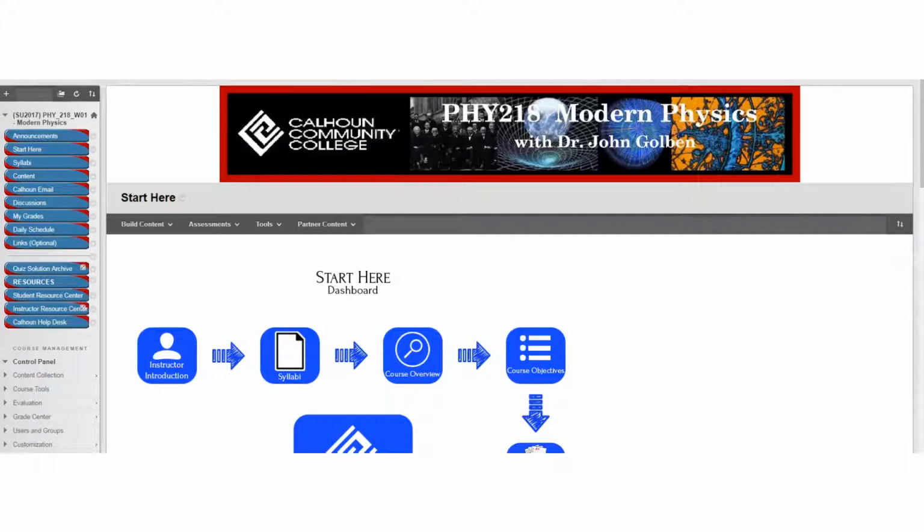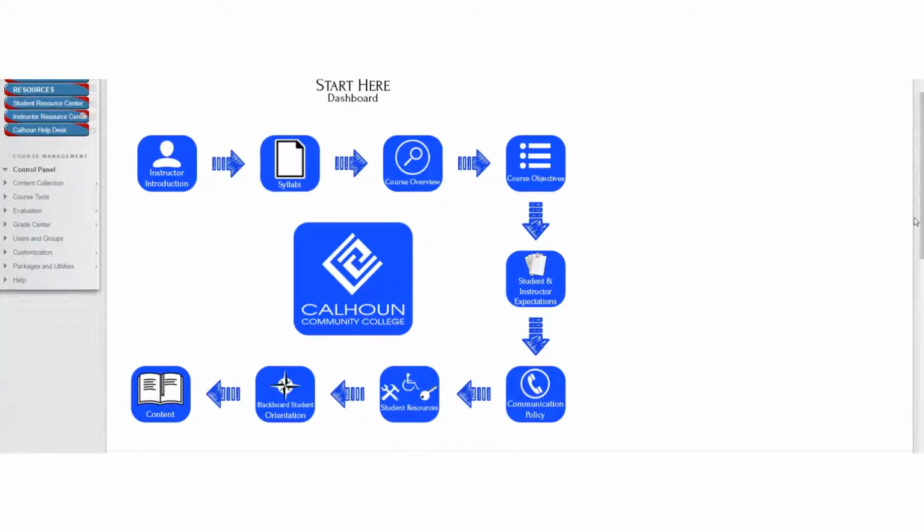If you've made it this far, you've already made it into the course overview and are looking at the very first orientation video for this course, so congratulations. You probably have checked out a few other things on the Start Here dashboard, namely my instructor introduction, the location of the syllabi, which we're going to be talking about in a moment, and a few other things here, like the course objectives, which will be found in the syllabus itself, student and instructor expectations.